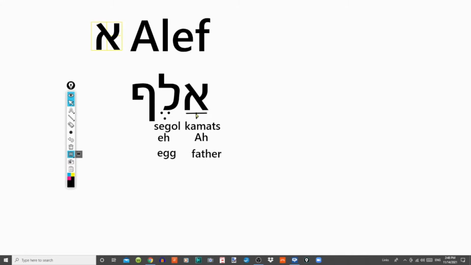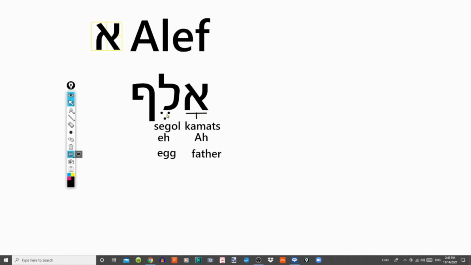With a cap over a man, Kamatz. Cover, cap, Kamatz. That's how I remember. I didn't have a way I could remember those, so I came up with something where I could remember it. Okay, so the Aleph has a Kamatz, so that's the ah sound.